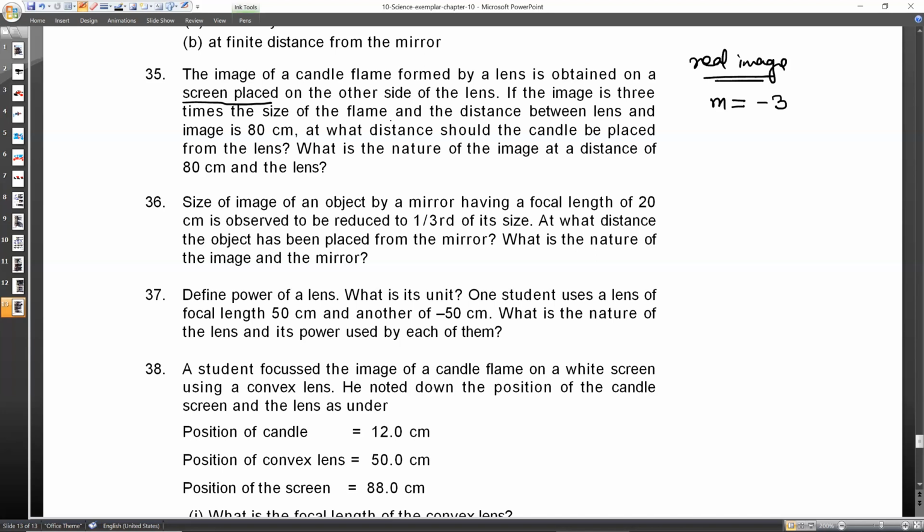Okay. And the distance between the lens and the image, this is important. The distance between the lens and the image. What does it mean? Image distance v is 80 centimeter. So can you tell me the sign of this one? Is v positive or negative?